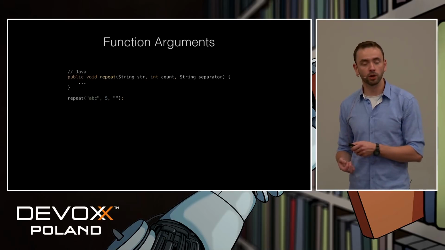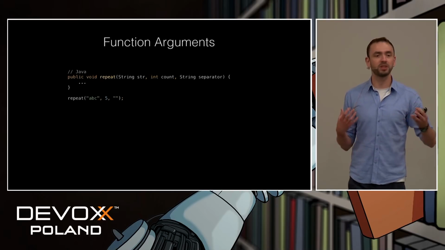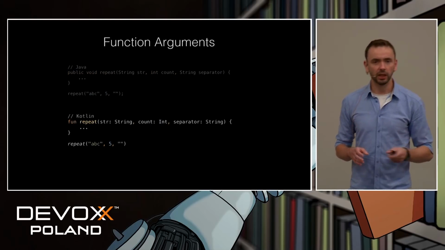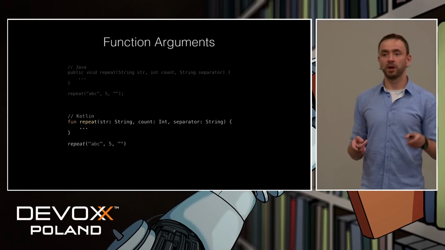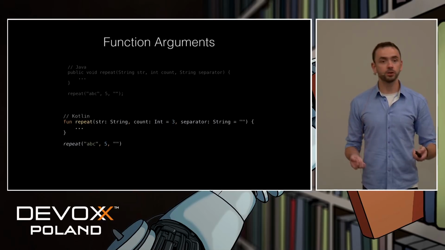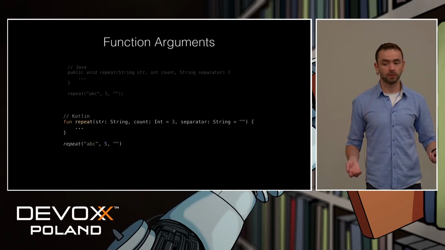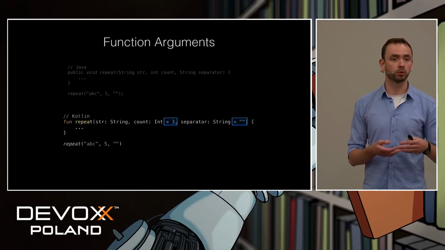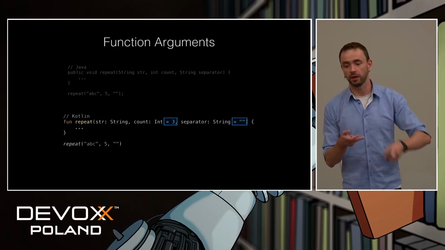When it comes to function arguments, a simple function that repeats a string number of times. The same function in Kotlin. But we can make this one better. First, let's introduce default argument values. So this way, we won't have to make 3 separate overloads with 1, 2, and 3 arguments.